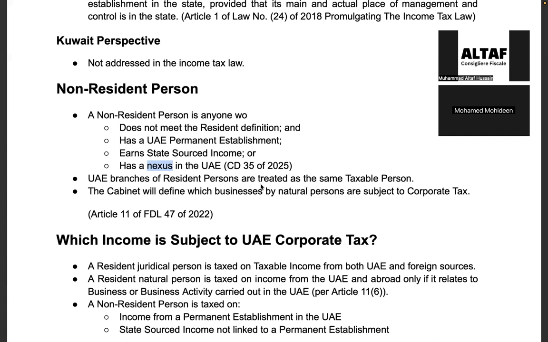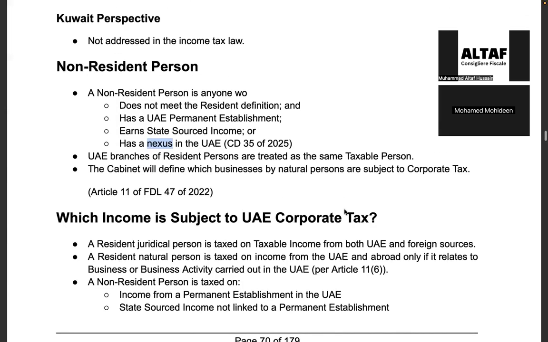UAE branches of resident persons are treated as the same taxable person. Now, this was something I already said before. There can be branches of a UAE company, but we don't have to worry about them. They'll be considered as part of the same resident person.